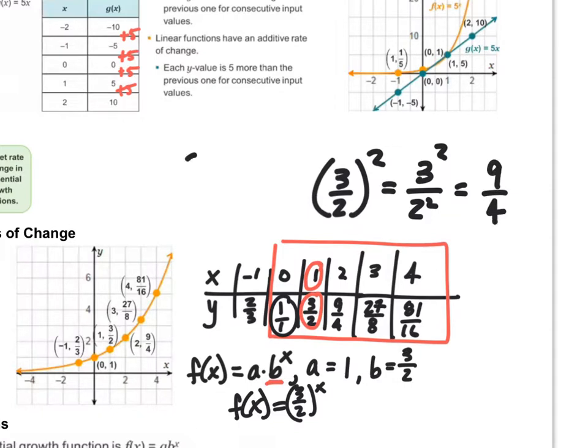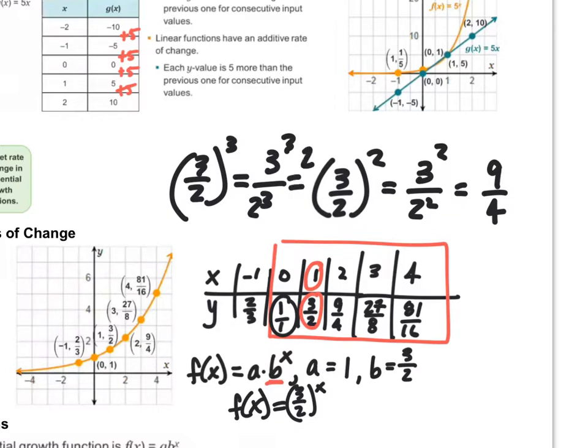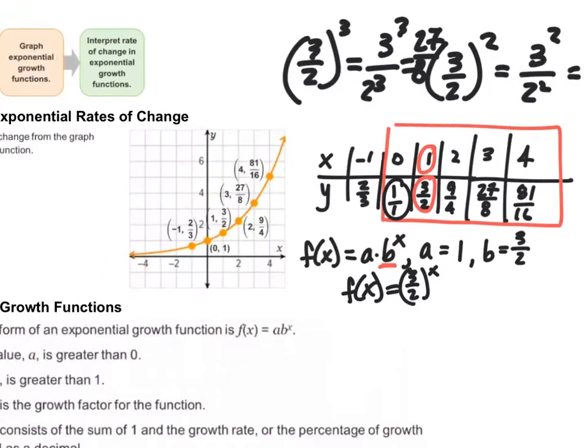Same thing if I plug in 3. If I do 3 halves quantity cubed, then I'm going to get 3 cubed over 2 cubed. 3 times 3 times 3 is 27, and 2 cubed is 8. But the trick is to look at when x is 0 and when x is 1. That tells you what your a value is and what your b value is, and then you can just write your function. Not too bad.